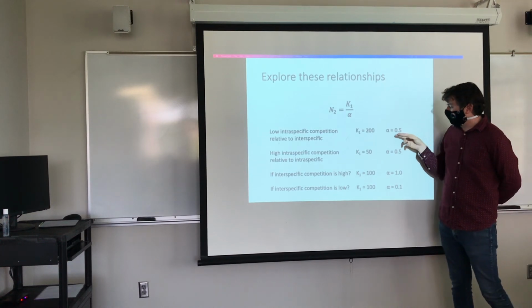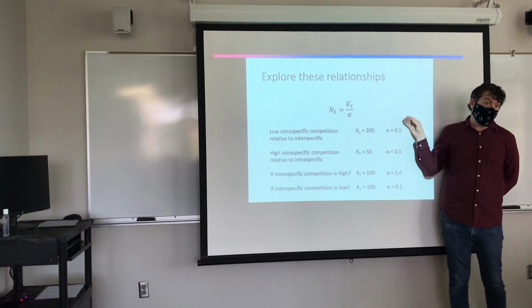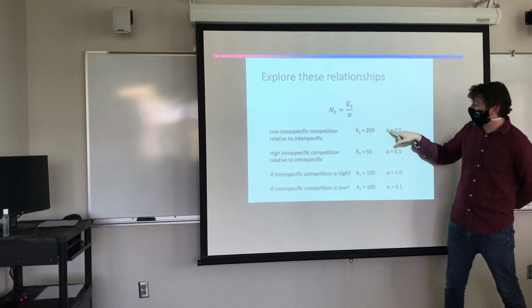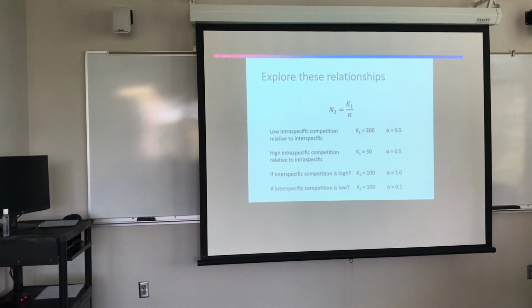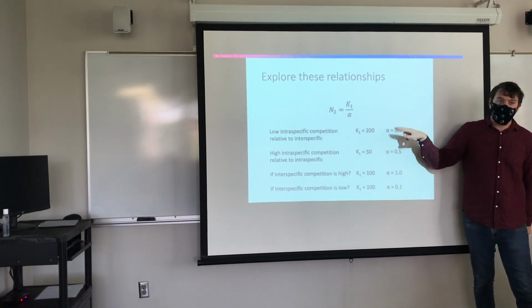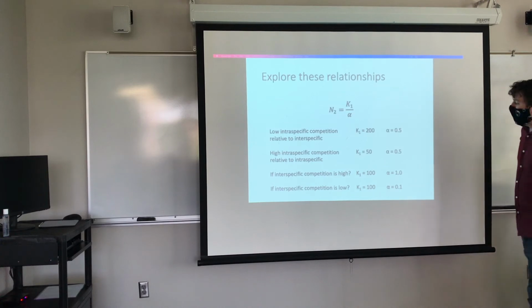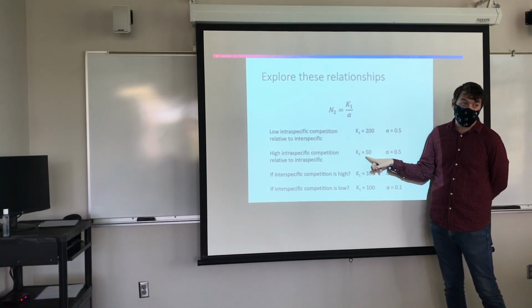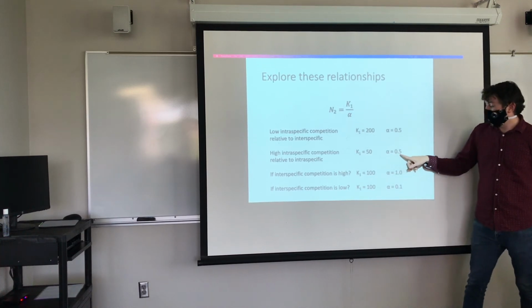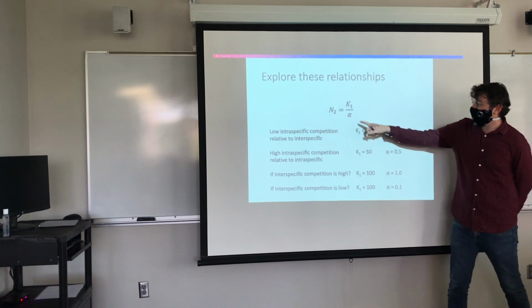But if the strength of interspecific competition is reasonably high, approaching 1, what's that going to do to this N2 value? What are you going to get if you divide 200 by some decimal here? You're going to get a larger number, right? What if the strength of intraspecific competition is high, such that the carrying capacity is low, and we keep that interspecific competition coefficient the same? What kind of value for N2 are you going to get now?